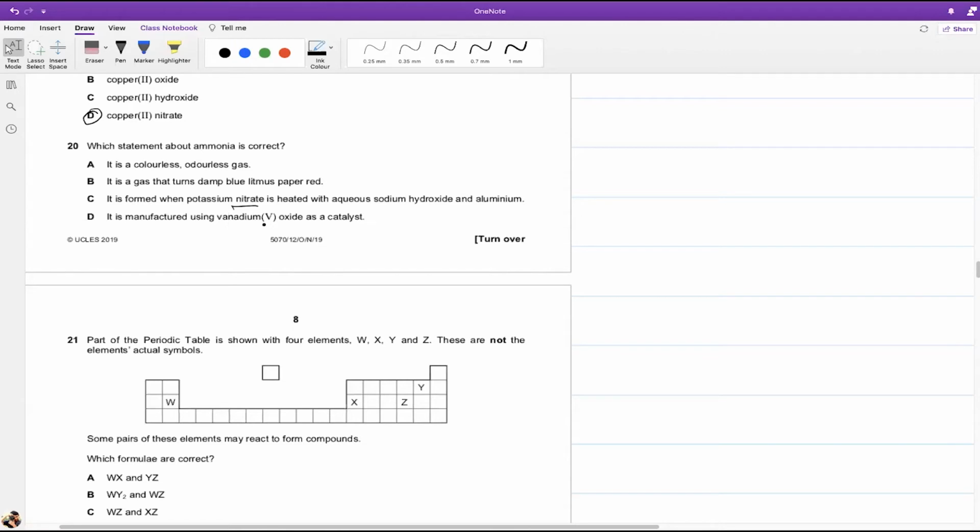And now see what they are actually testing. It is testing two things. Number one, the characteristics of ammonia being an alkaline gas, and second, testing if you know the test for nitrate ion.